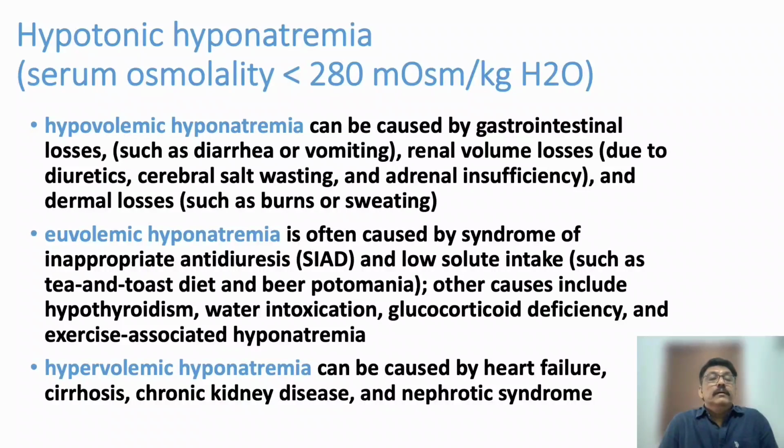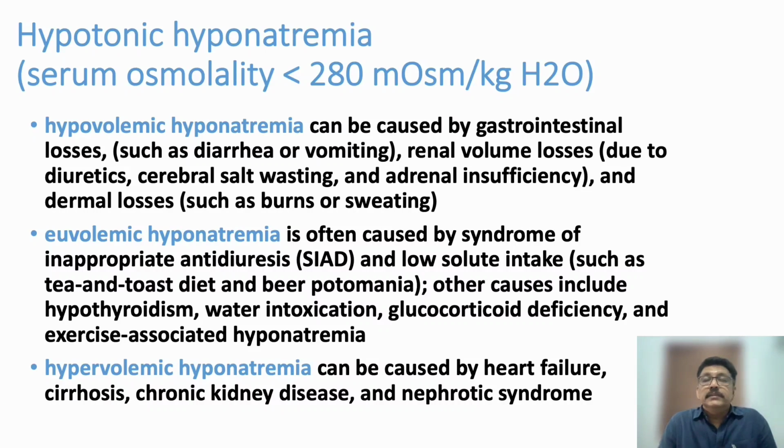Hypotonic hyponatremia. That means when the hyponatremia is there, normally the tonicity of the plasma will be low. That is a true hyponatremia. Hypotonic hyponatremia means it's a true hyponatremia. Again, it is divided into hypovolemic hyponatremia, euvolemic hyponatremia, and hypervolemic hyponatremia, which we have seen in the previous slides. Just a few examples to remember. Hypovolemic means both water and salt are lost. Diarrhea, vomiting. These are the two important conditions, and sometimes diuretics.